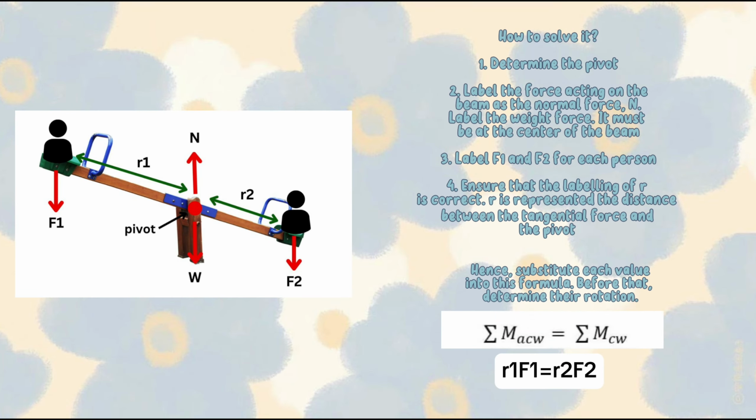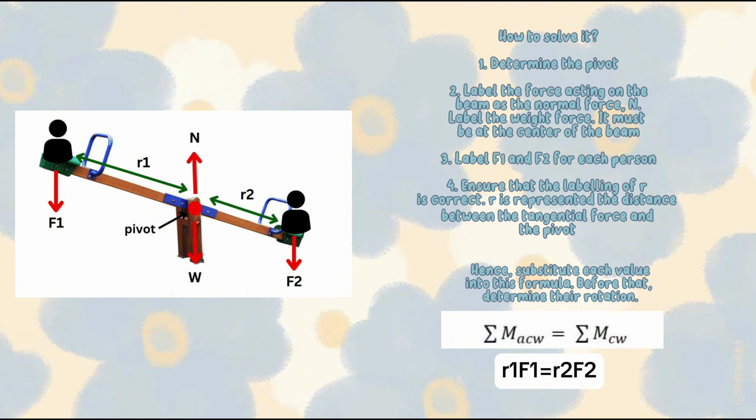How to solve the equation for a seesaw? First, determine the pivot. Then, label the force acting on the beam, which is the normal force. Meanwhile, the weight force must be at the center of the beam. Next, don't forget to label F1 and F2 for each person. Fourth, ensure the labeling of R is correct. R represents the distance between the tangential force and the pivot.